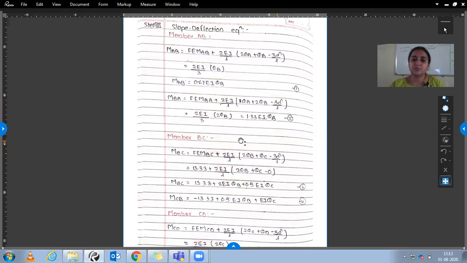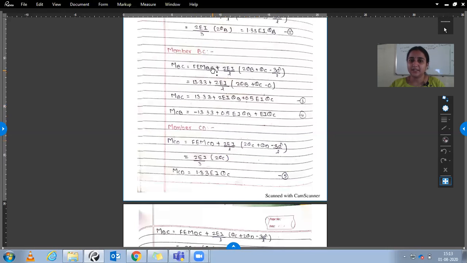Then moving towards the BC span of the member, there is a moment because of UDL, that is FEMBC plus 2EI by L times (2 theta C, 2 theta B plus theta C minus 3 delta by L). Here delta is 0; theta B and theta C are the unknowns which we are interested in finding out. So we'll get this equation. Similarly for CB, we'll get one equation. So these are equations 3 and 4 for member BC.